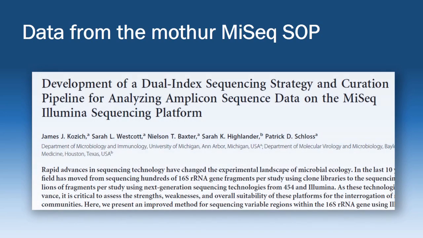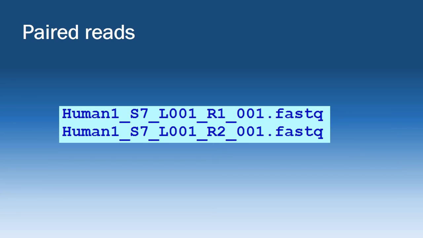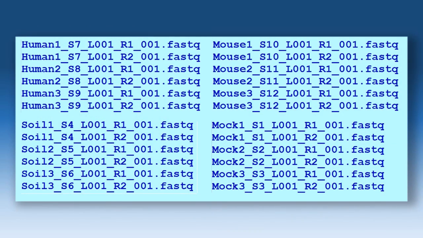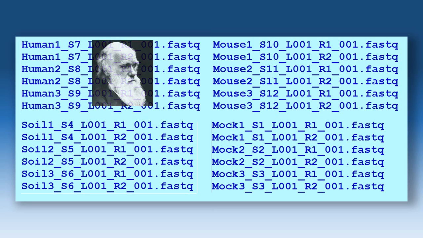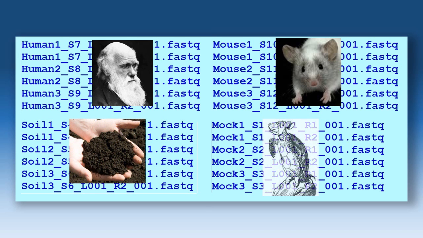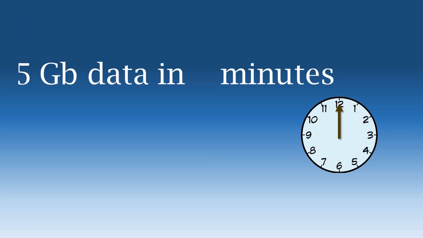I'll be running USEARCH on reads from the Kozich et al. 2013 paper, which describes the mother dual indexing strategy for MiSeq. These are paired reads, so for each sample there is an R1 FASTQ file for the forward reads and an R2 file for the reverse reads. There are four samples, each sequenced in three replicates: human gut, mouse gut, soil, and a mock community with 21 strains. There are 5 gigabytes of raw data, which USEARCH processes in about 3 minutes on my PC.